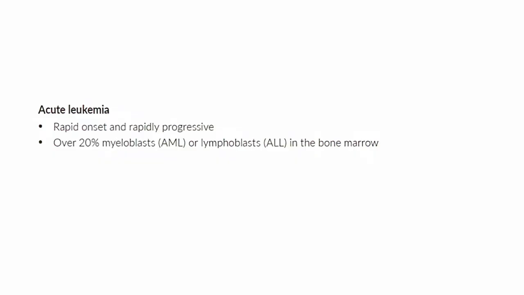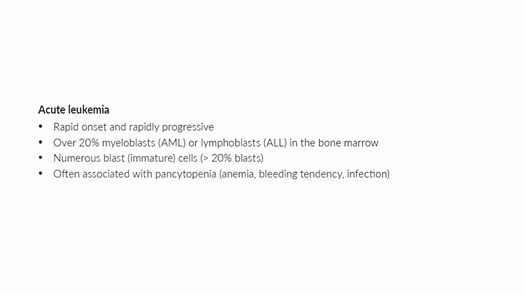If they're myeloblasts, that's AML, acute myelogenous leukemia. If they're lymphoblasts, that's ALL, acute lymphoblastic leukemia. But the hallmark is numerous blast cells. And these blasts in the bone marrow eventually spill out into the peripheral blood. So if more than 20% of the leukocytes in the peripheral blood are blast cells, that's an acute leukemia. And acute leukemia is so disruptive to the marrow that it's often associated with pancytopenia as well.